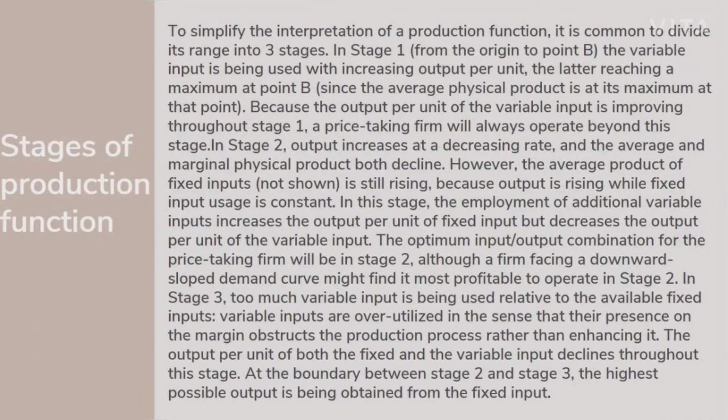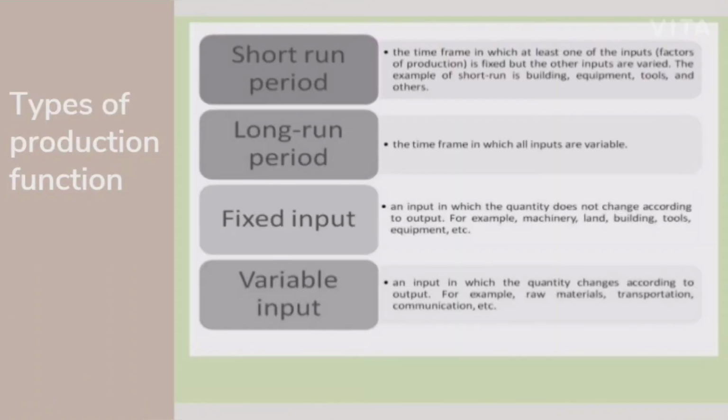in stage 3, too much variable input is being used relative to the available fixed inputs. Variable inputs are overutilized in the sense that their presence on the margin obstructs the production process rather than enhancing it. The output per unit of both the fixed and the variable input declines throughout the stage. At the boundary between stage 2 and stage 3, the highest possible output is being obtained from the fixed input. There are 4 types of production function: short run period, long run period, fixed input, and variable input.